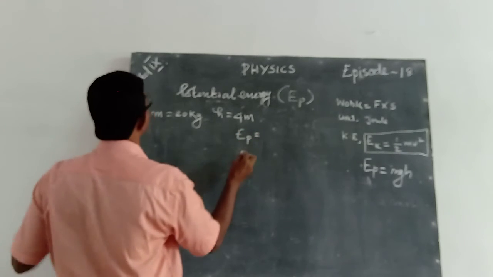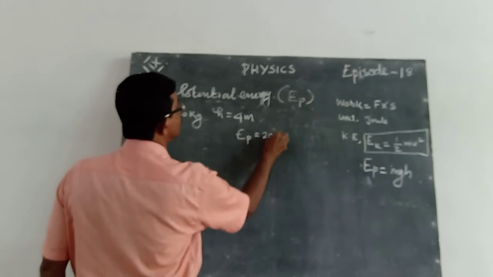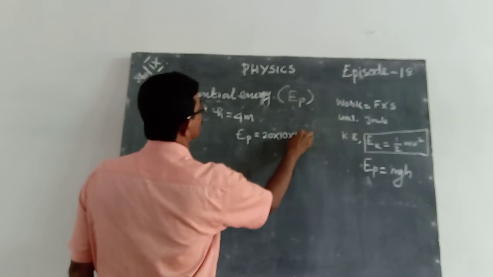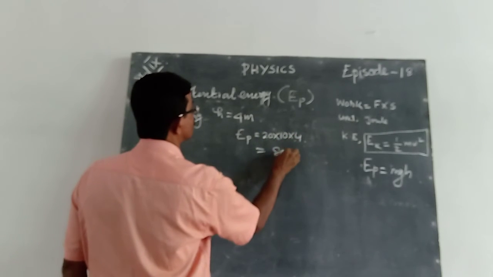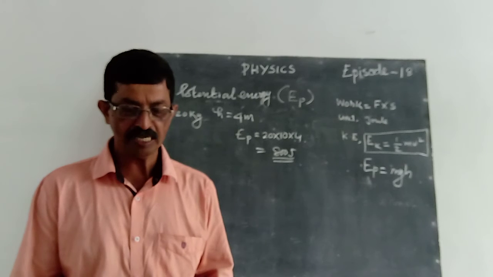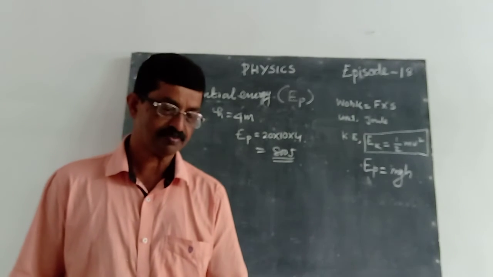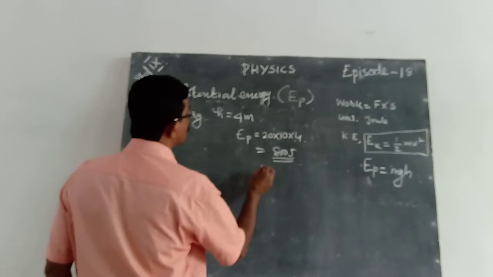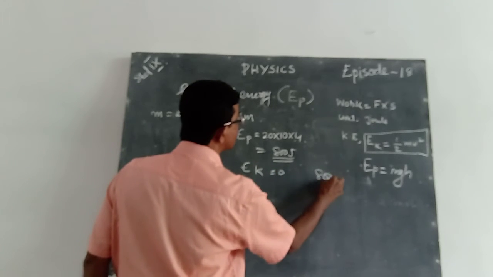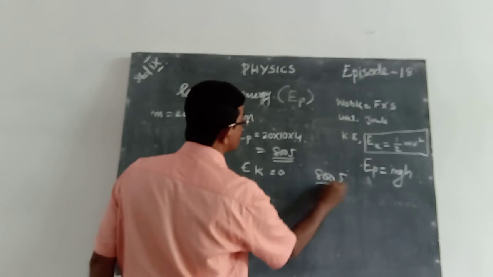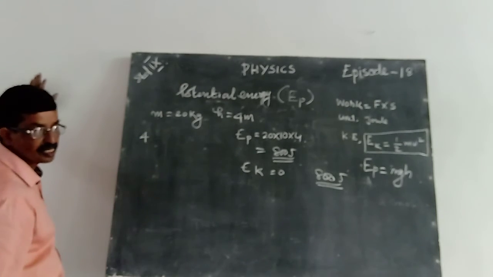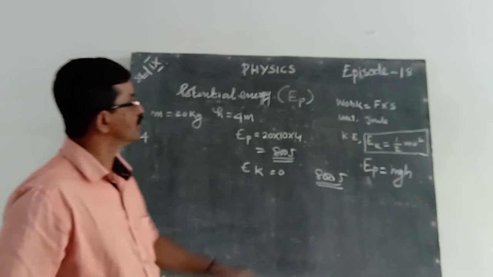to mgh, m is 20, g we can take approximately 10, into h 4. That is 800 joule. The value of g here we took as 10 meter per second square. And the kinetic energy at this point, Ek, is equal to 0. So the total energy is the sum of these two, that is 800 joule. At the height of 4 meter, total energy is how much? It is 800 joule.